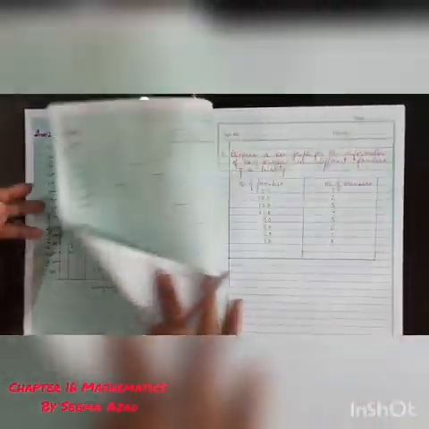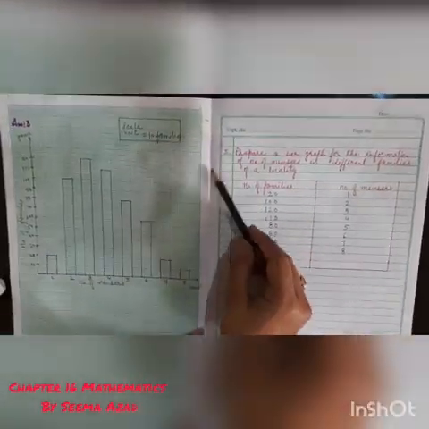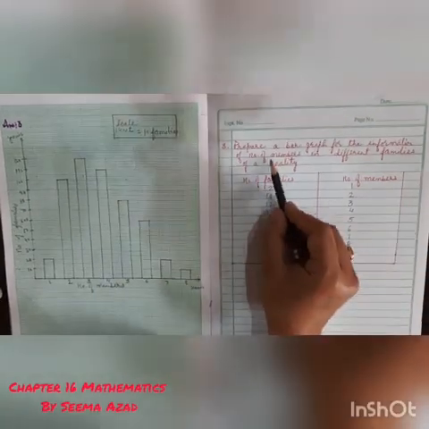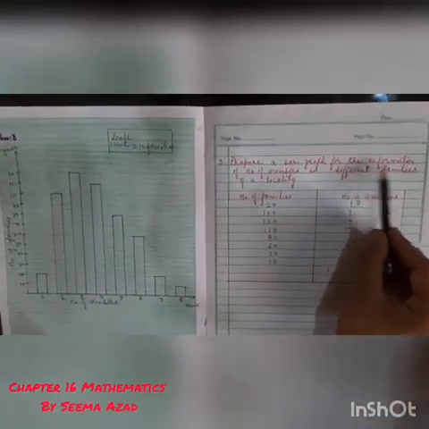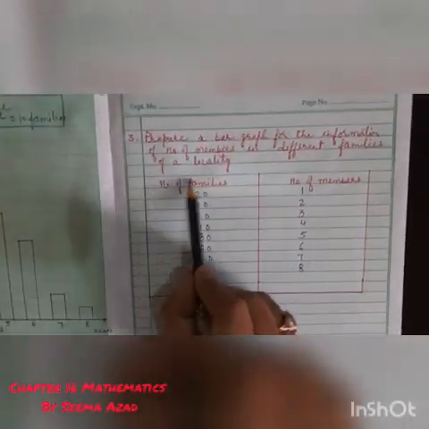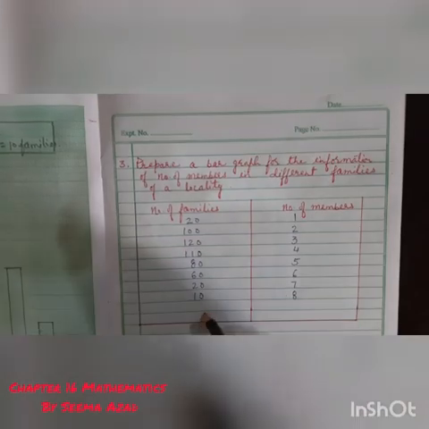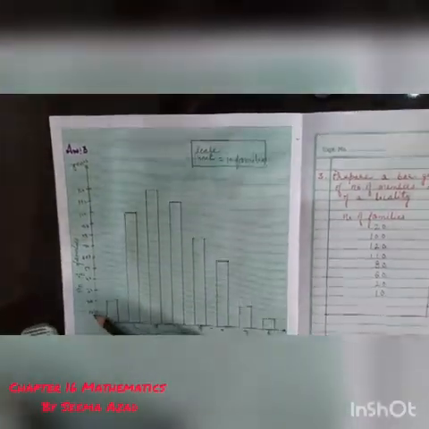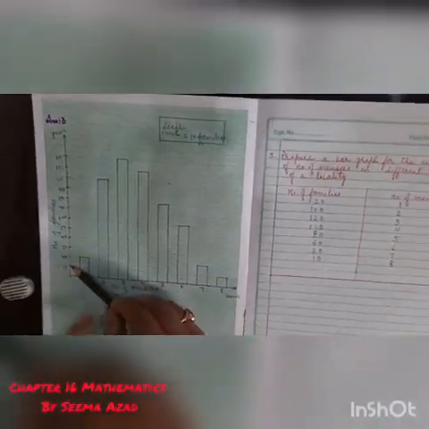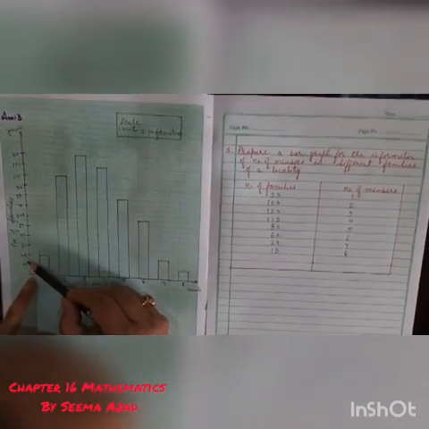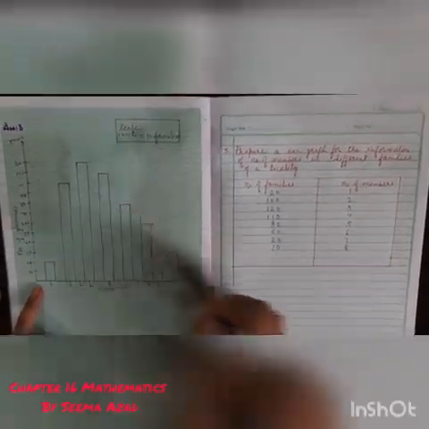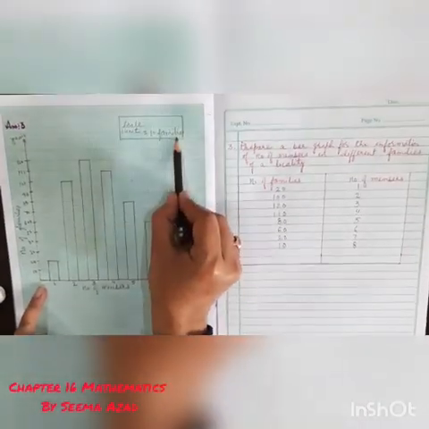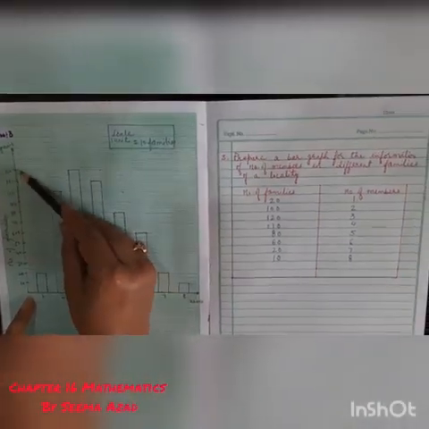Now let's start question number 3. Prepare a bar graph for the information of the number of family members in different families of a locality. The number of families and the number of members in each family are given. First of all, take a scale. 1 unit represents how many families? You can take the distance from 10. We will take 10 units: 10, 20, 30, 40 up to 120.